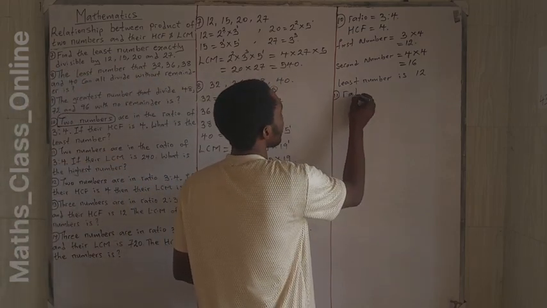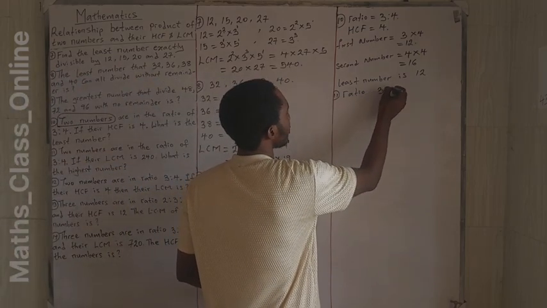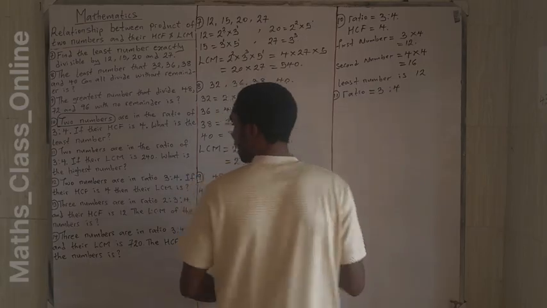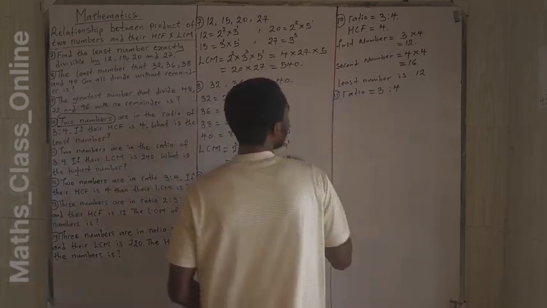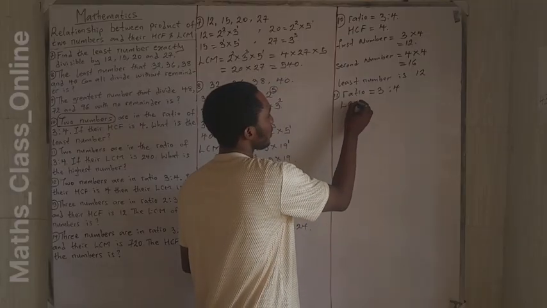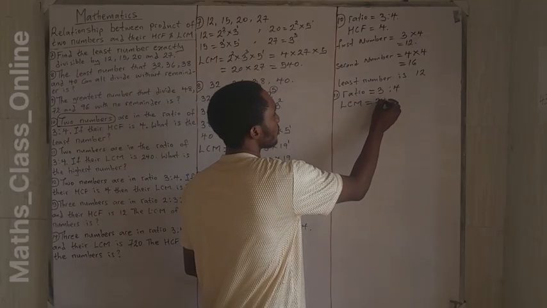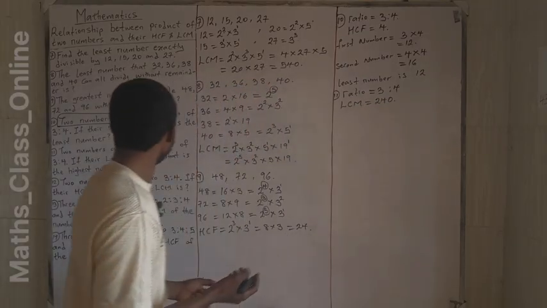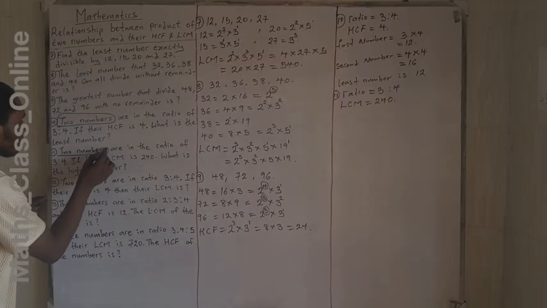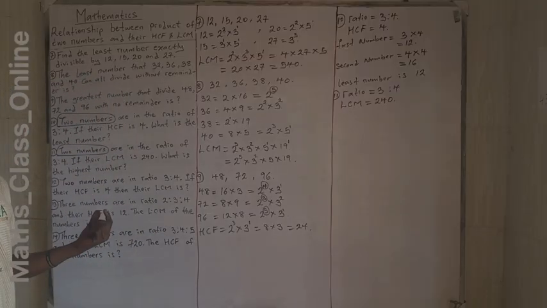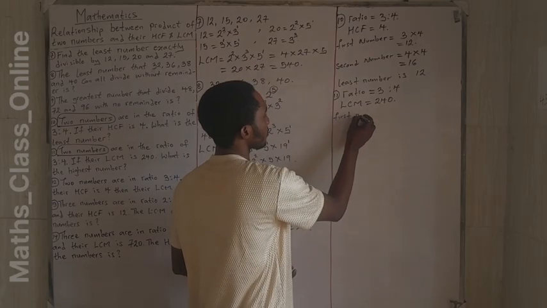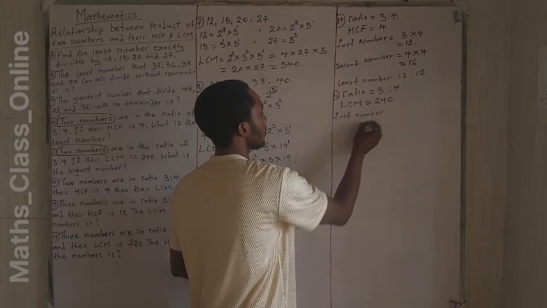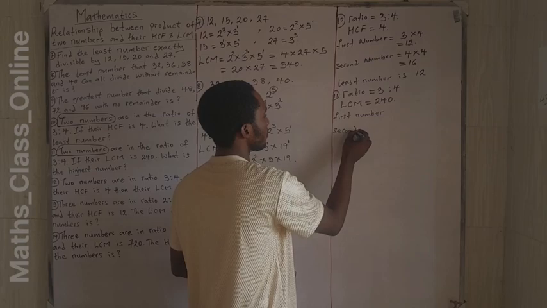Number 11. Two numbers are in the ratio of 3:4, and we are given their LCM to be 240. This time around, we have LCM to be 240. How many numbers? Two numbers. Let's look for the numbers first. First number, second number.